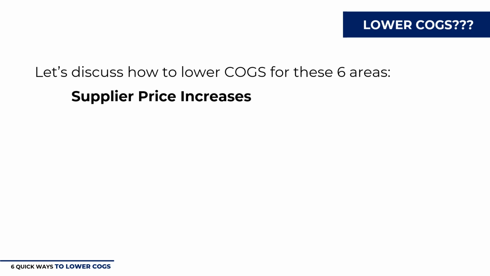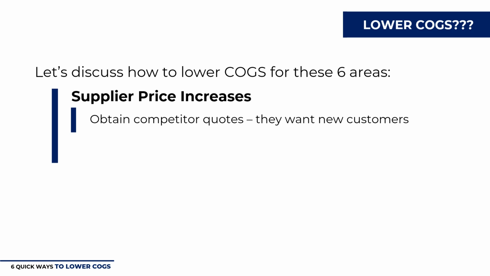In our previous session, we demonstrated how a mere 5% supplier price increase impacted our company's bottom line by a staggering 15%. Here are a few suggestions to get these increases under control. Begin by obtaining competitor quotes. There are always additional suppliers for your most commonly purchased products and services. And believe me, all of them want new customers and will readily discount big time to get your business.